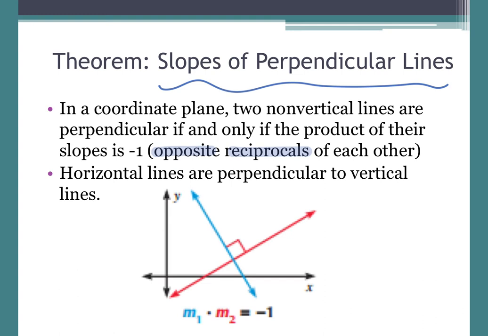And horizontal lines are always going to be perpendicular to vertical lines because, again, they would meet at the right angle, but also because if 0 is in the top, which gives you the 0, and you flip it, it now goes to the bottom, which makes it undefined. So horizontal and vertical are always perpendicular.